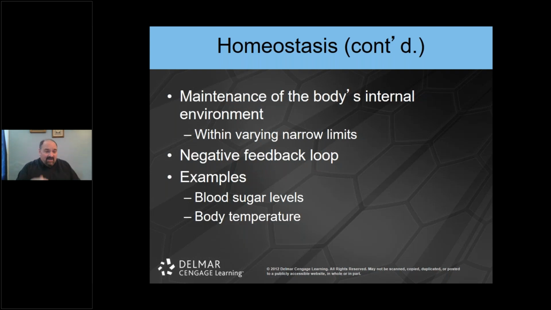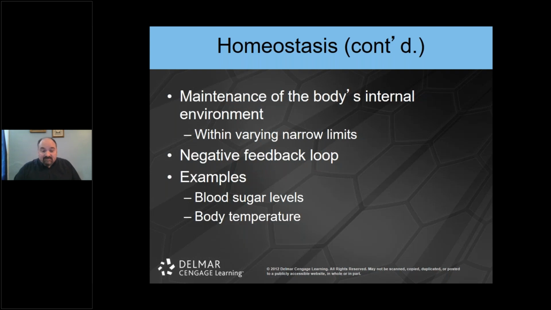Whatever that may be, the body will use what's called a negative feedback loop in order to bring the temperature down to that set point, to that range that it needs to be, or if it's too cold, it'll bring it back up to that set point, that 98.6 Fahrenheit, that range a little bit above, a little bit below, that's healthy. Negative feedback always brings it back to the level where it needs to be in order for you to be healthy.